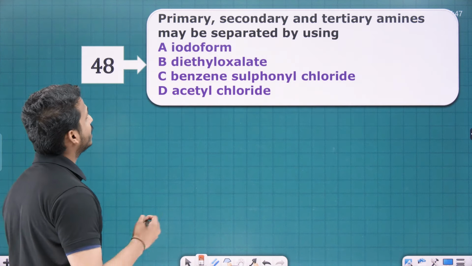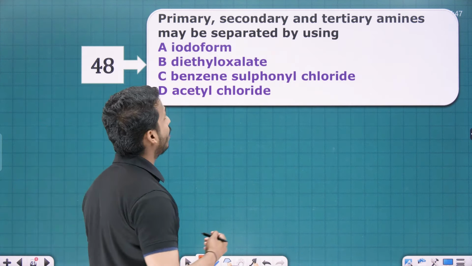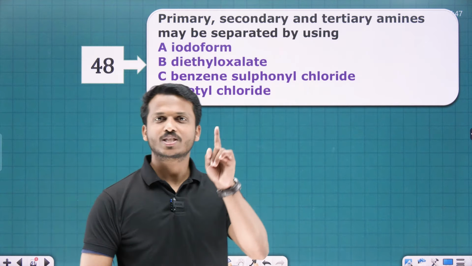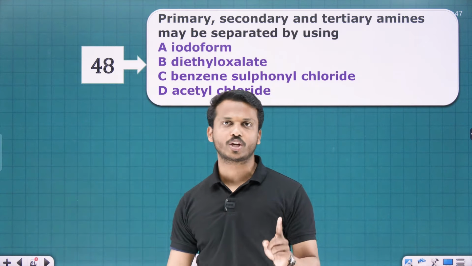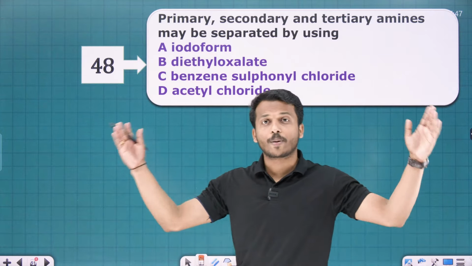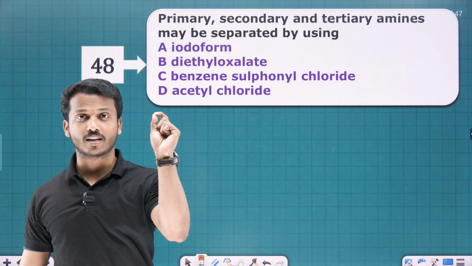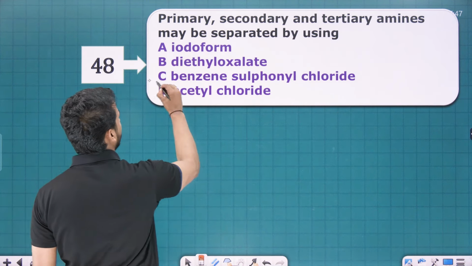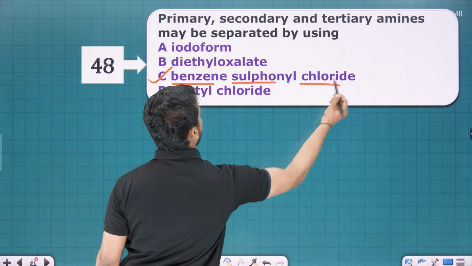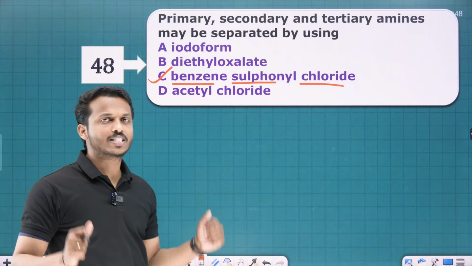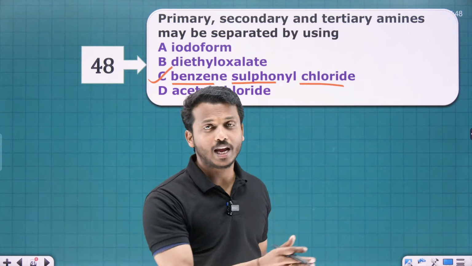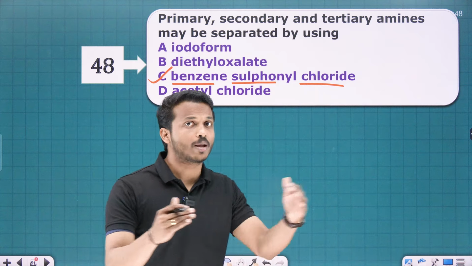48. Primary, secondary, tertiary amines may be separated by. We discussed only one reaction in this chapter to distinguish between primary, secondary, and tertiary amines. What is the reaction? Hinsberg reagent. What is Hinsberg reagent? Benzene sulfonyl chloride. Already we discussed that. Primary amine, how it behaves. Secondary amine, how it behaves. Tertiary amine does not react.